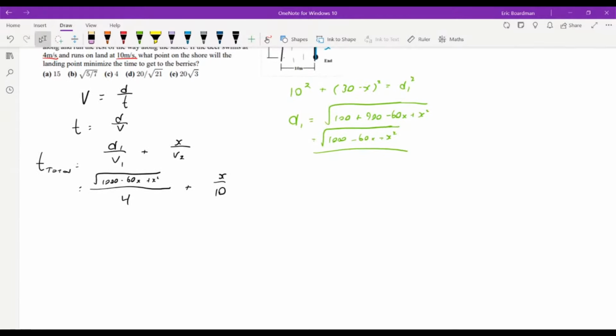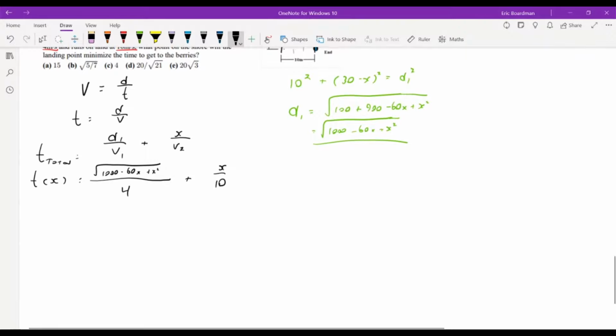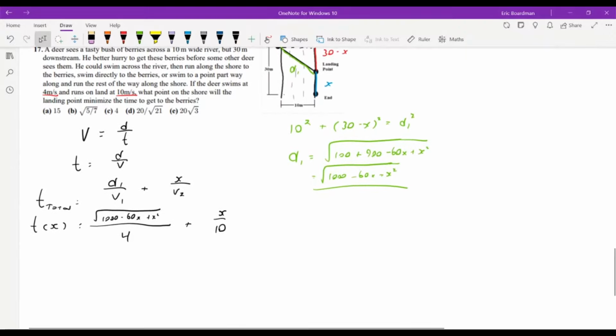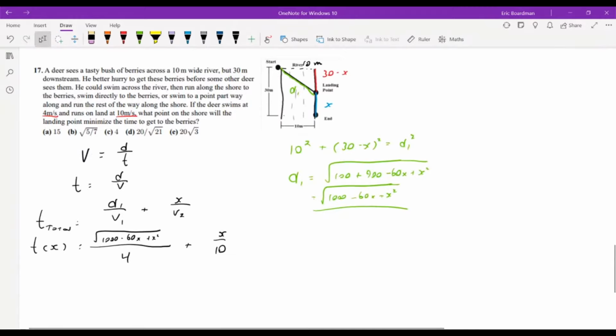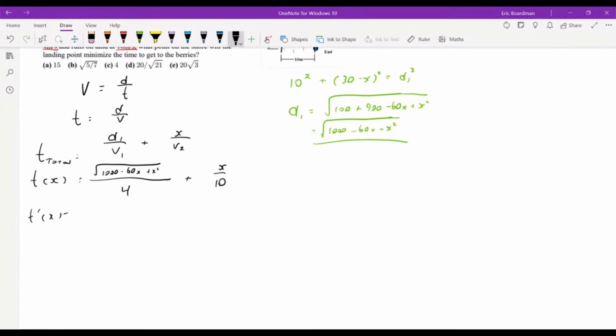Now, I'm just going to call this t of x, just so I can write it as a function of x. But now we can take the derivative, because we want to see at which point on the land will be the most optimal point to land. So t prime of x, this is just a constant multiple. And then we know by the power or the chain rule, this will just be 1 over 2 root 1,000 minus 60x plus x squared.